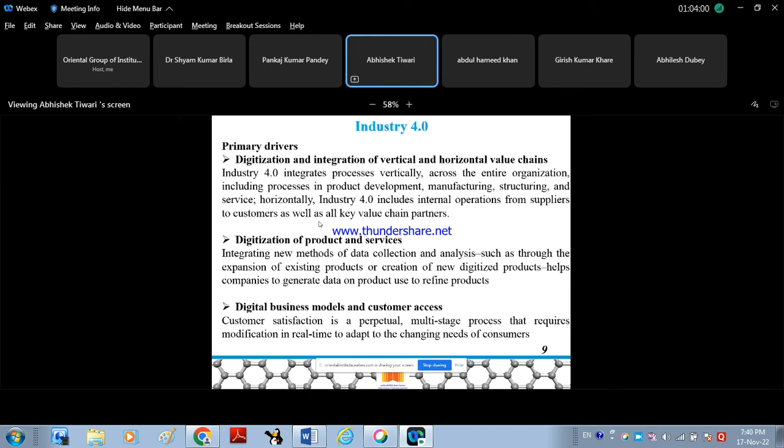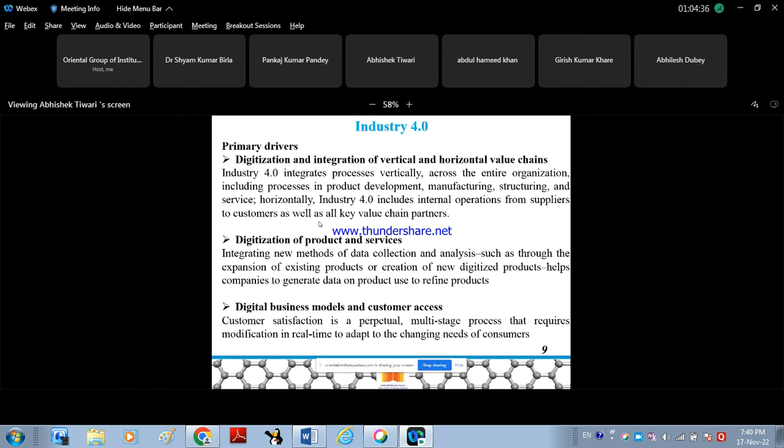Now, what are the primary drivers for Industry 4.0? That is digitization and integration of vertical and horizontal value chains. Industry 4.0 integrates processes vertically across the entire organization, including processes in product development, manufacturing, structuring, and service. Horizontally, Industry 4.0 includes internal operations from suppliers to customers, as well as all key value chain partners.